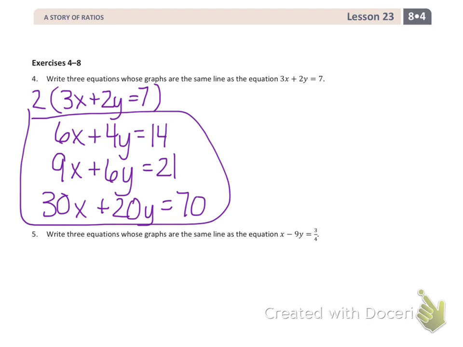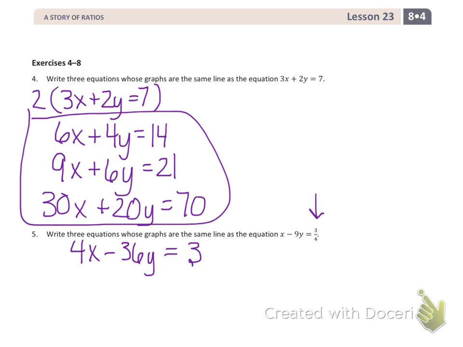I want to get rid of the fraction, so I'm going to multiply by 4. So I'm going to get 4x minus 36y is equal to 3. Okay, and now this equation's actually in standard form. It wasn't before because in standard form you can't have c being a fraction or a or b.